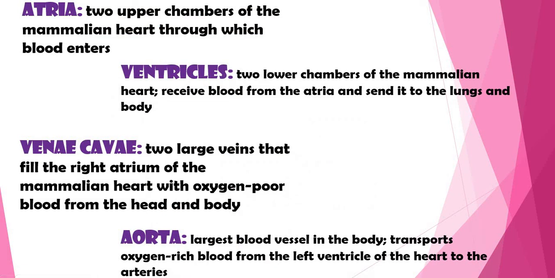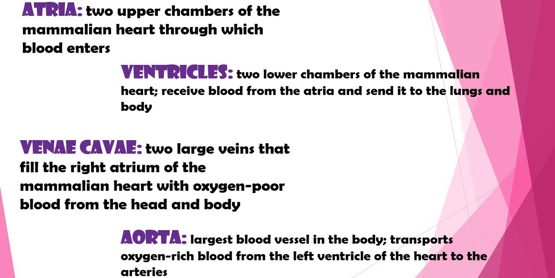Okay, a quick revision on the most important terms in this lesson. We said that the heart has 4 chambers, 2 upper chambers called atria, from which the blood enters the heart, and 2 lower chambers called ventricles, which receive the blood from the atria and send it to the lung in case of the right ventricle, and to all other body parts in case of the left ventricle.